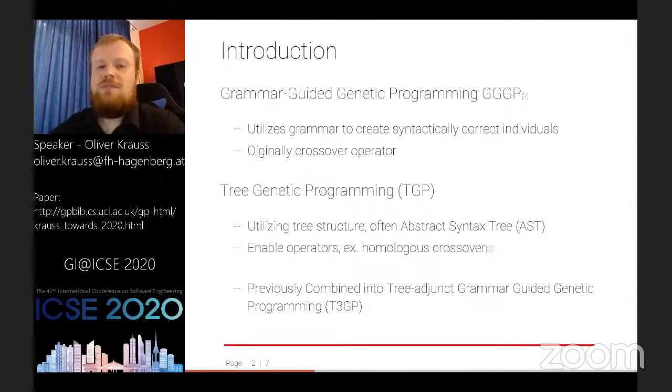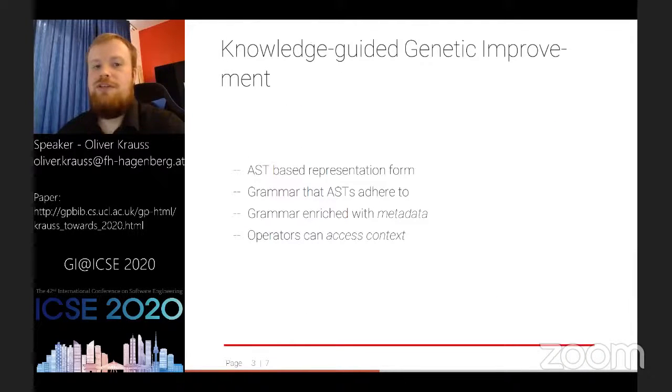but keeping the context around it very similar, so it doesn't immediately break if it's moved. Previously, this has been combined into tree adjunct grammar-guided genetic programming already. And so what we are proposing with this paper is moving one step further. If you already have an abstract syntax tree representation, and if you have your grammar, you can enrich that grammar with metadata. And you can also implement operators that can utilize this metadata and also access the context your abstract syntax tree is being generated in.